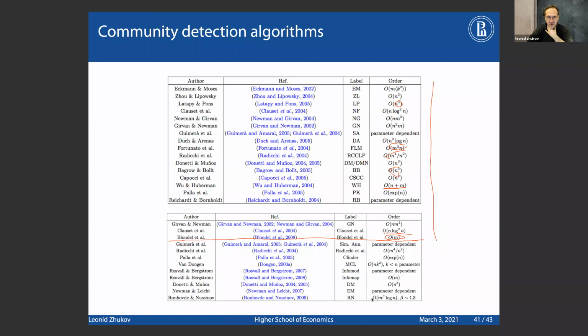But if you look at, for example, the algorithm for overlapping communities, you get exponential complexity. So that really works only for very small graphs.